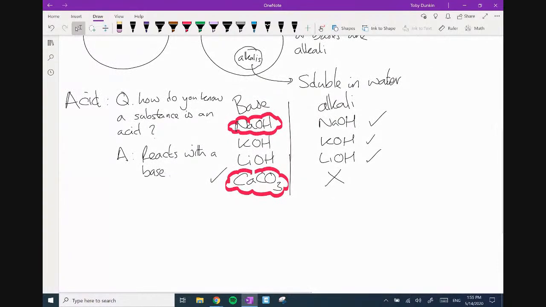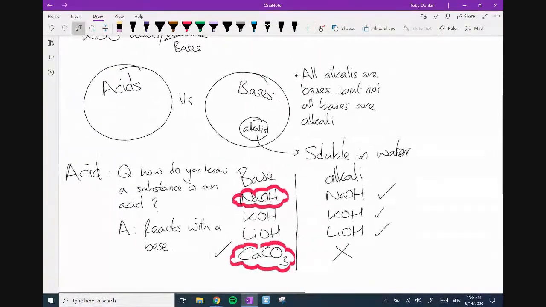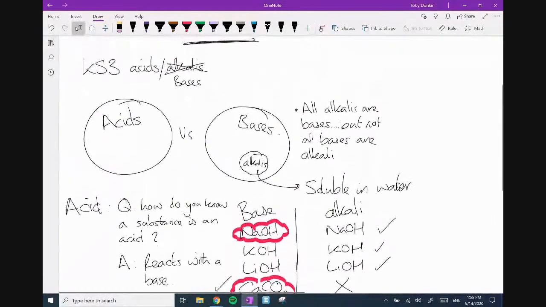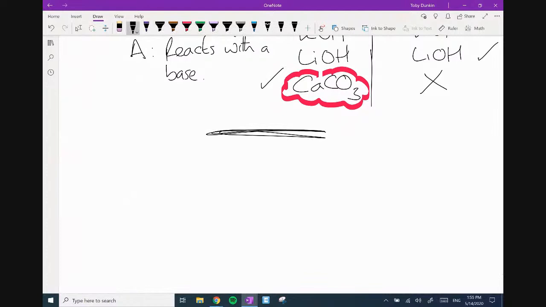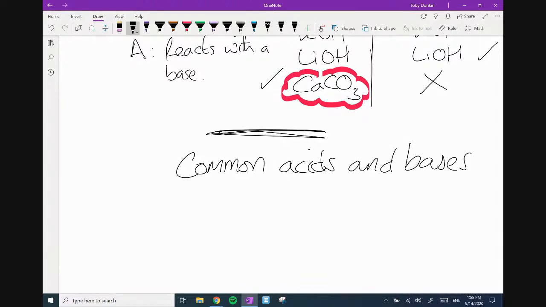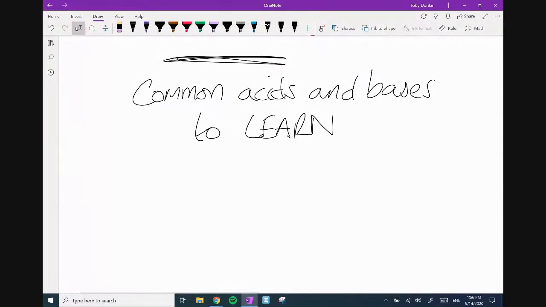Now, I've got to be careful. I'm not trying to go into the GCSE theory here yet. I just want to round up the year 7 stuff before I go any further. Okay, so now that we recognize the two categories, what we now need to do is learn common acids and bases. We're going to need these. There we go. Common acids and bases to learn.